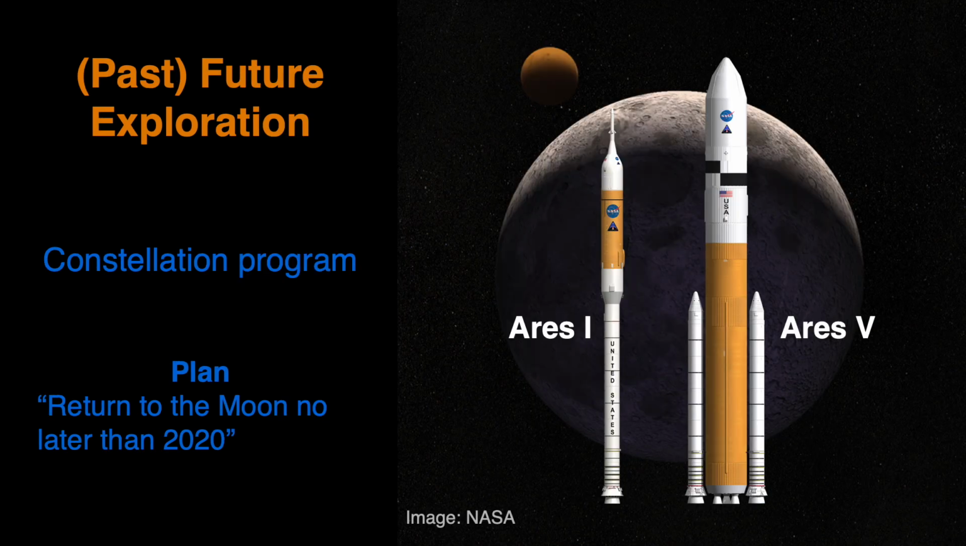The Artemis program is similar to the now cancelled Constellation program from the mid-2000s. There, the plan was to land humans on the moon by 2020. The Constellation program also called for two rockets, the Ares 1 to carry astronauts and the Ares 5 to carry cargo. While the Ares 1 was fully cancelled, the Ares 5 lives on in some ways as the Space Launch System.